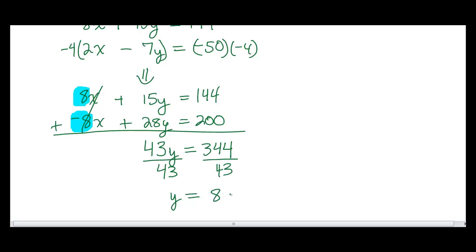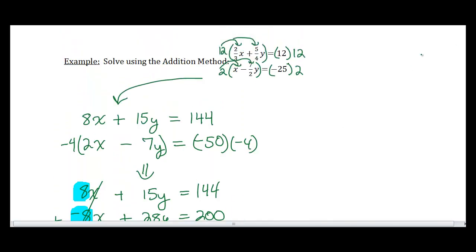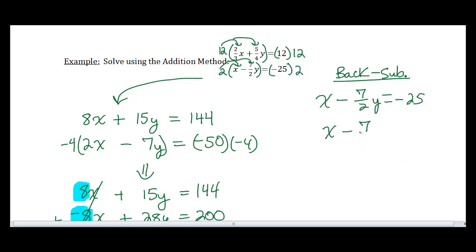Okay. So now that I know the y coordinate of my ordered pair, that's my solution, I'm going to substitute it into one of the original equations. Let's say I go back to x minus 7/2 y equals negative 25. This is where I'm going to back substitute. And so y is now 8.